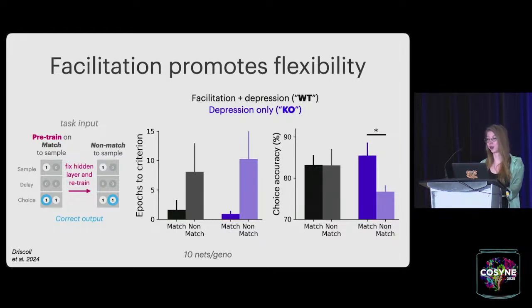Since the recurrent layer weights remained fixed while learning the second task, we interpret this to mean that the wild-type networks were better able to remap the connections to and from their hidden layer to apply that learned hidden layer structure from the pre-training on match to the new non-match rule.